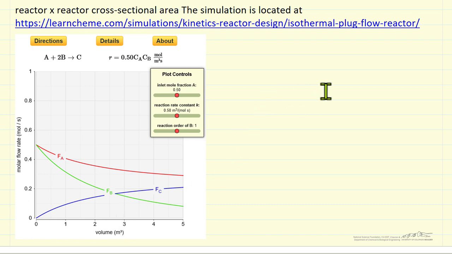And the simulation allows us to change the fraction of the feed that's component A, the rate constant for the reaction, and the reaction order with respect to B. So the reaction order with respect to A is first order, but for B we can change the order. The simulation is located at this link shown here in blue. And so let's look at this simulation.